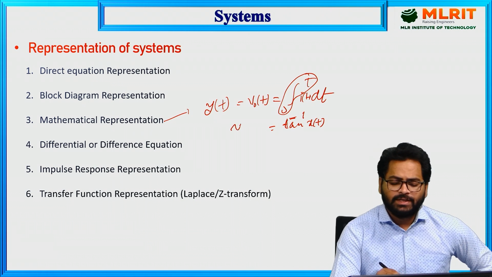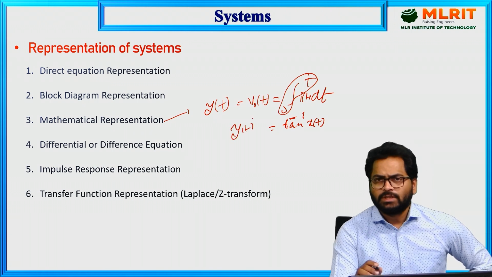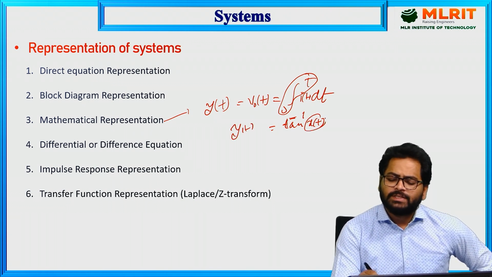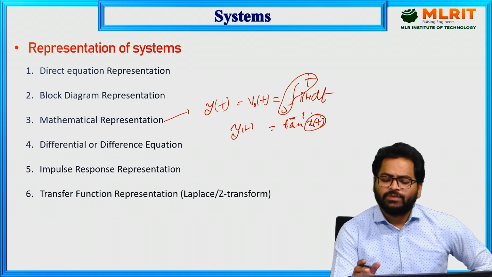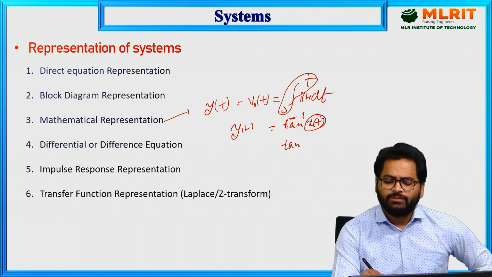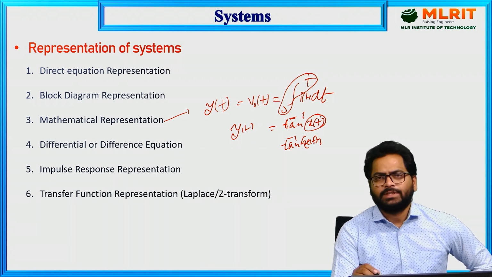The Y of t is ultimately the output and X of t is the input. What is the relation between Y of t and X of t? Simply, it is tan inverse of X of t. So this is one type of mathematical representation of the system.